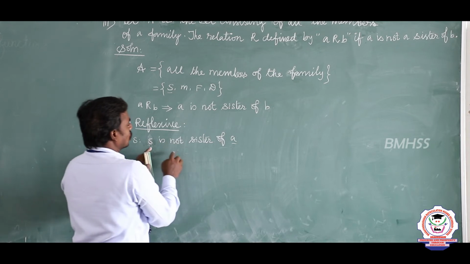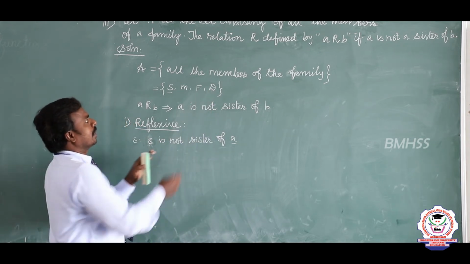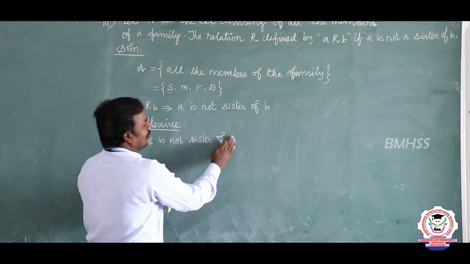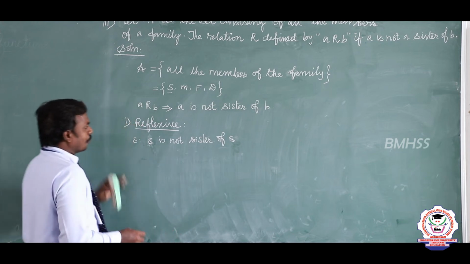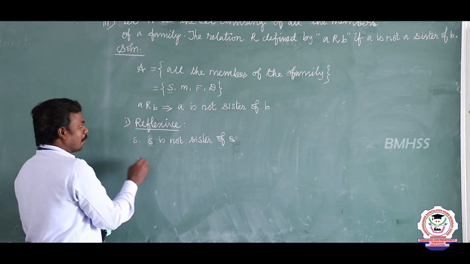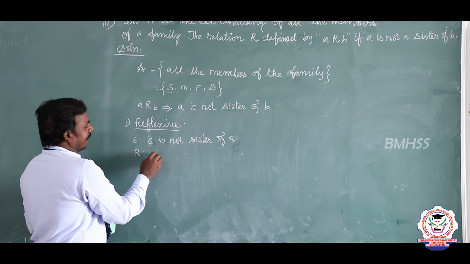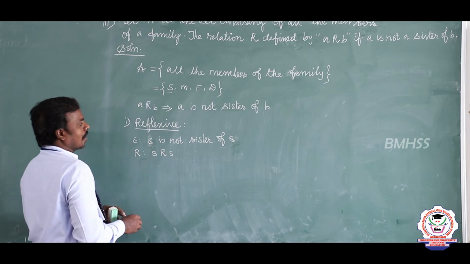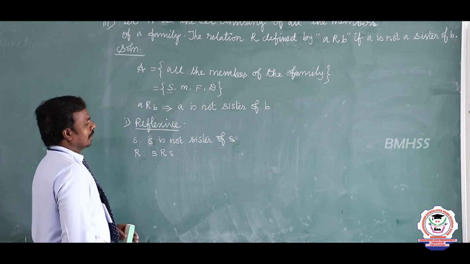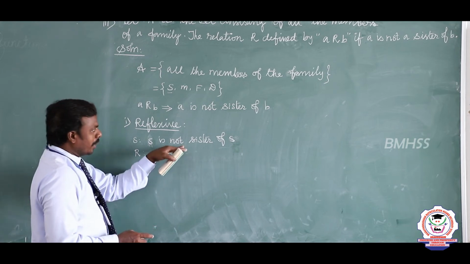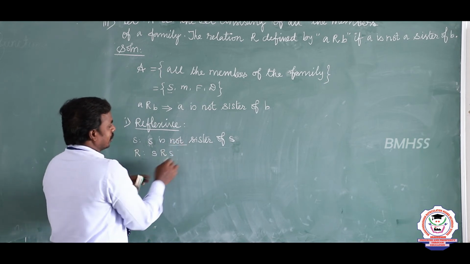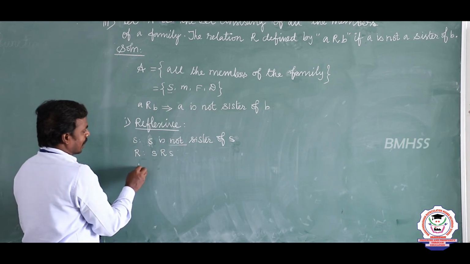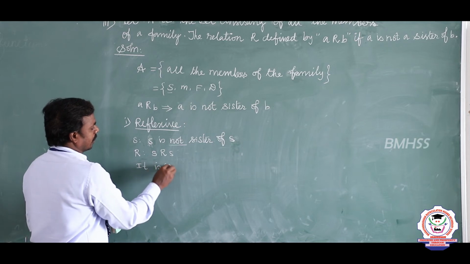Okay, S is not any one person. It may be son, mother, father, daughter, whatever it may be. So S is not sister of S. So from this, the relation, S is related to S, or you consider D, daughter. Okay, so they said not means that is the relation. So S is related to S, it is reflexive, therefore it is reflexive relation.